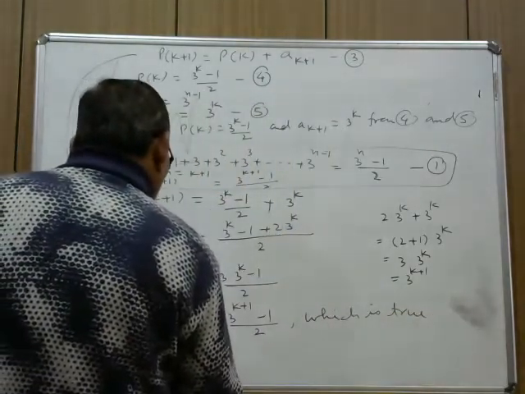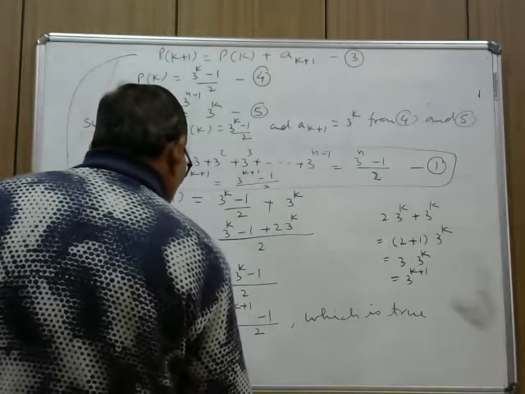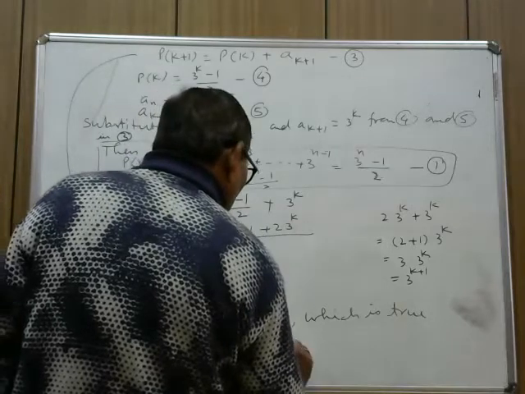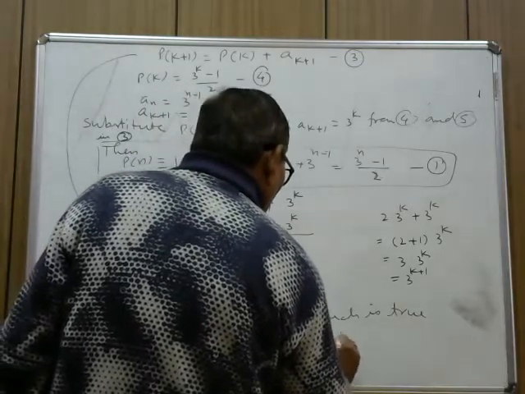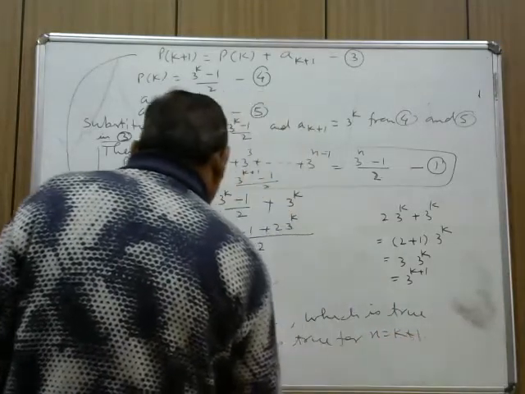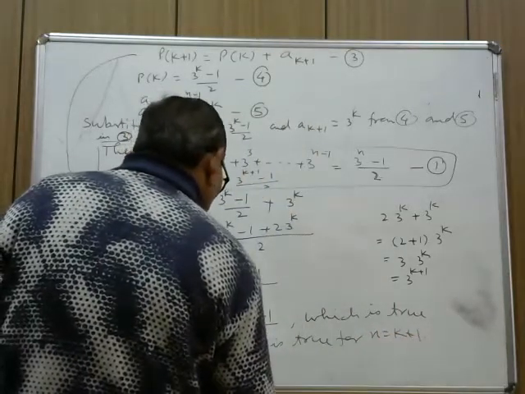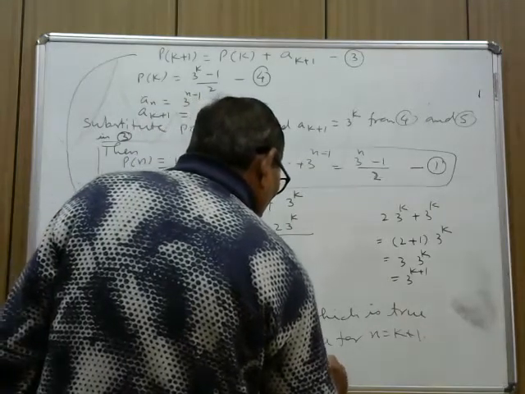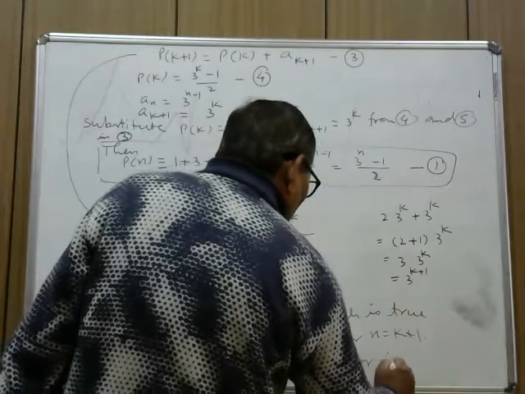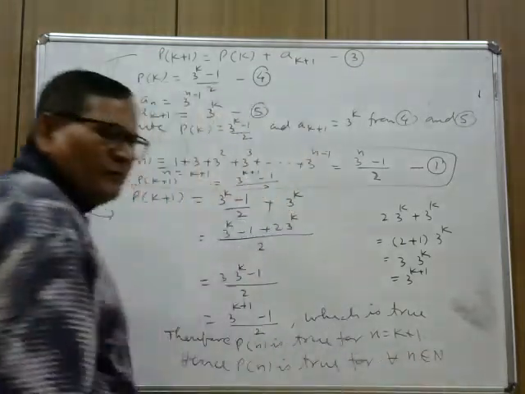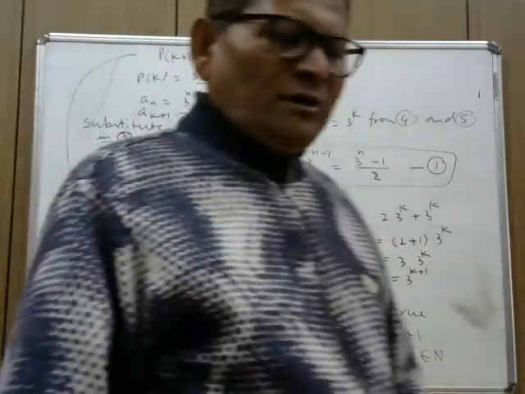Therefore, Pn is true for n equals k plus 1. Hence, Pn is true for all n belongs to N.